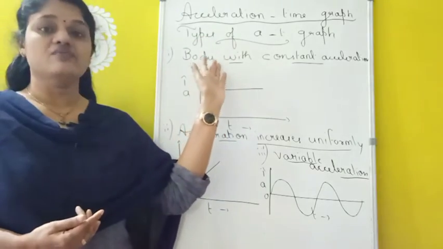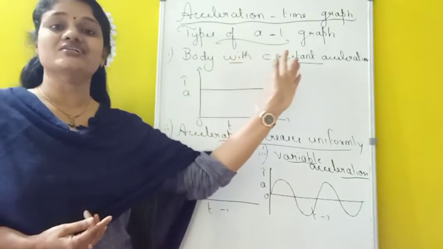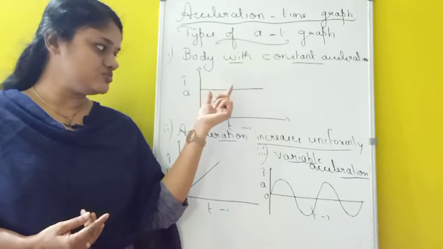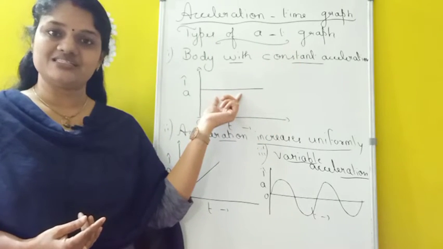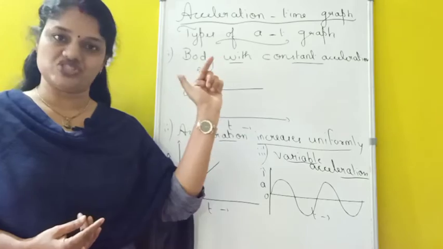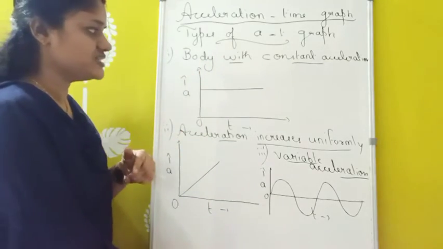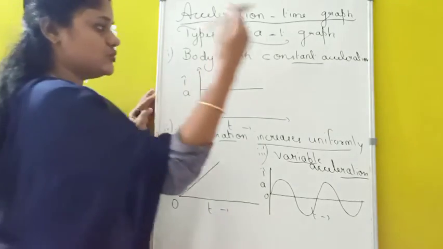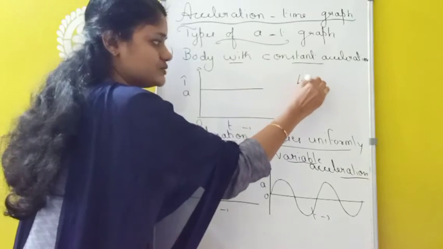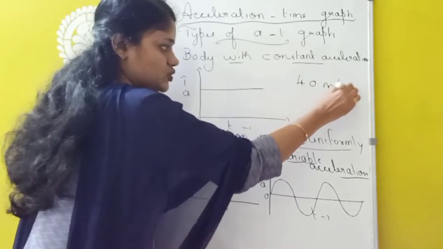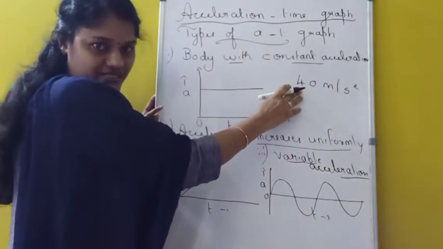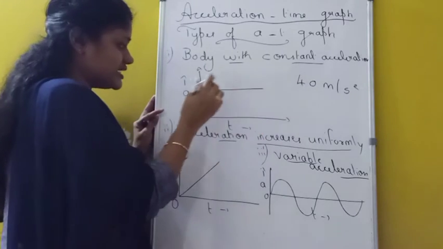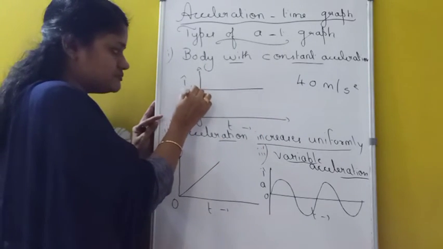So first one is when the body is moving with a constant acceleration. Suppose a body is moving with a constant acceleration. Acceleration is not changing. So it is suppose constant. Suppose a body is moving with a constant acceleration of, suppose I am taking 40 meter per second square. Suppose this value I am taking is 40.